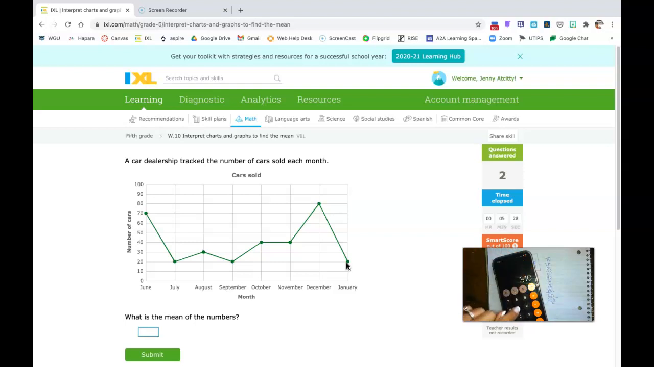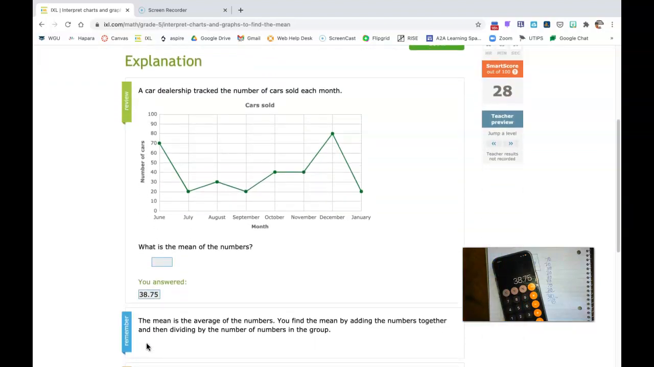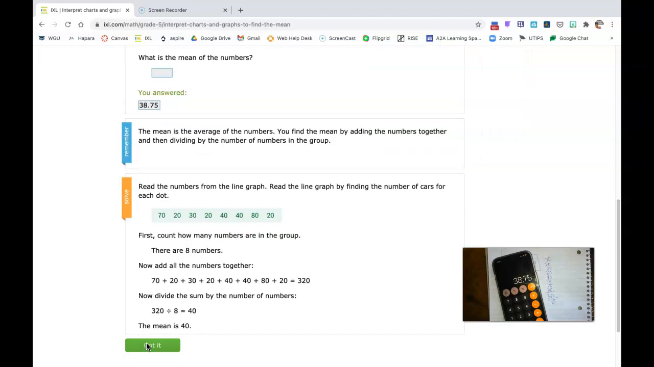So I'm going to divide that by 8, and I get 38.75. So I'm going to type 38.75 into my answer box. Oh, and it's 40. Let me see, what did I do wrong? So I had 310. And I divided that by 8. So let me see. I did something wrong here.